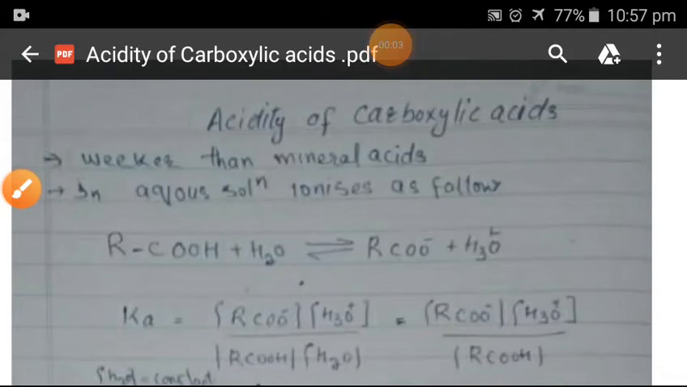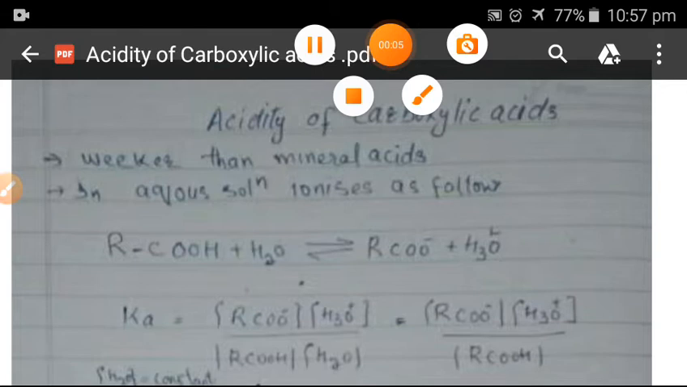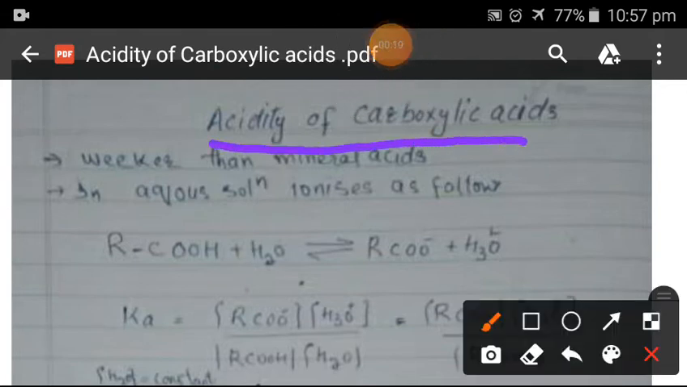Today we are going to discuss one of the important topics, that is the acidity of carboxylic acids. How does the acidity of carboxylic acids vary, how do the acids act as acids, and why is the acidic nature of these acids there? So here we will discuss.